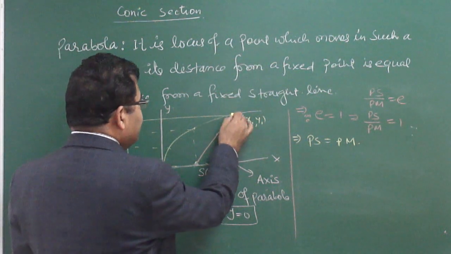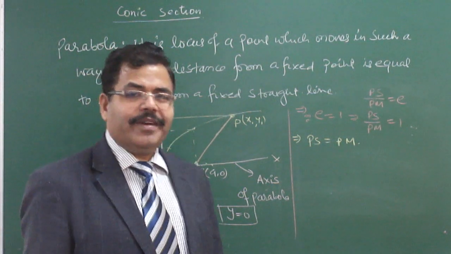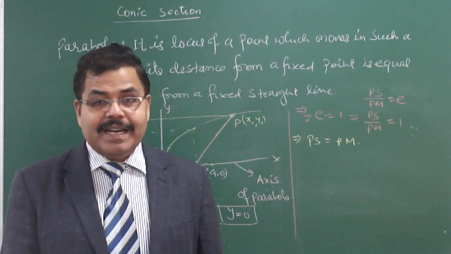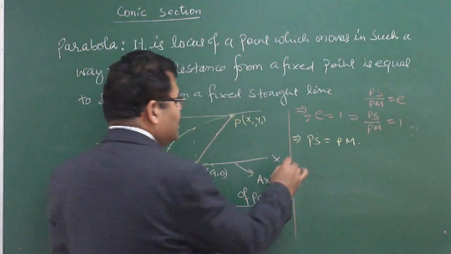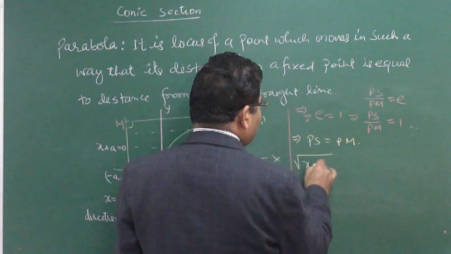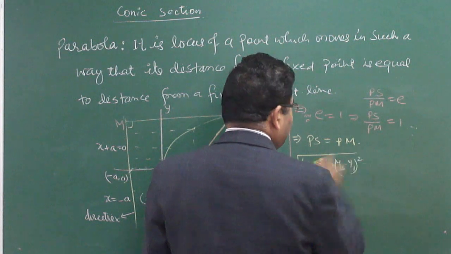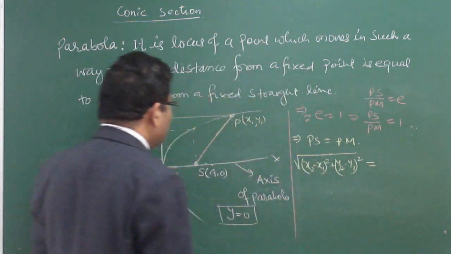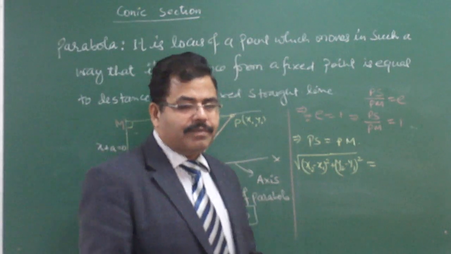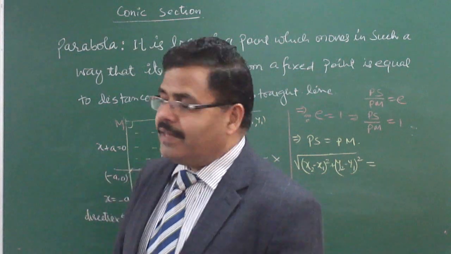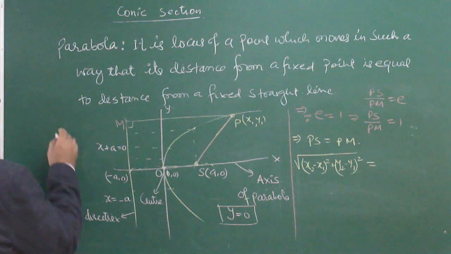Now PS is the distance between two points, and you know well that the distance between two points can be determined like under root (x2 minus x1) whole square plus (y2 minus y1) whole square. So that will come like under root (x2 minus x1) whole square plus (y2 minus y1) whole square. This is PS. And what will PM be? Length of perpendicular from point to the line. If you can recall this formula from straight line, length of perpendicular from point to the line is what? Let me write here for you people.